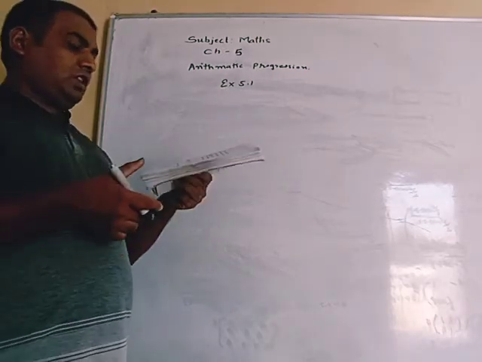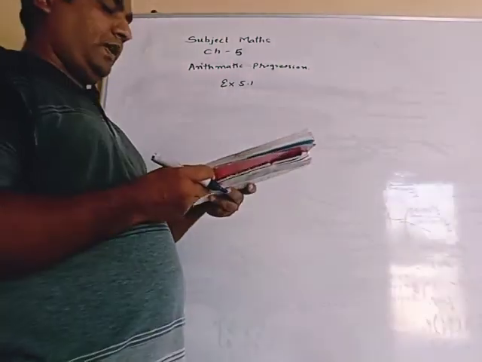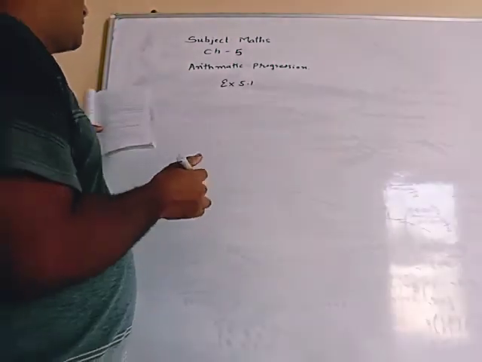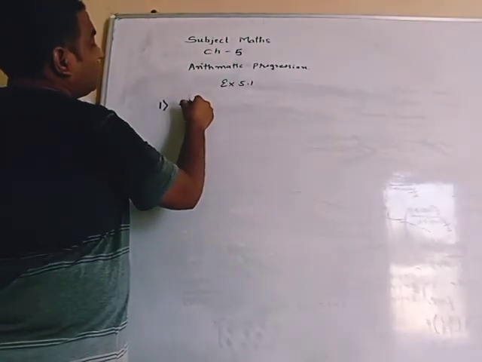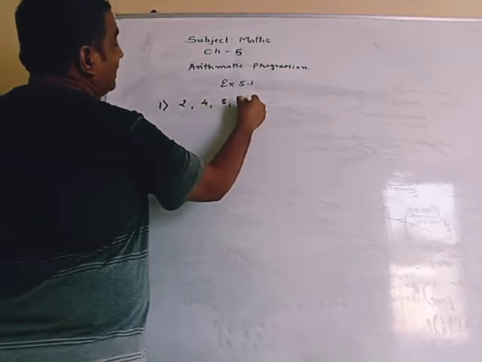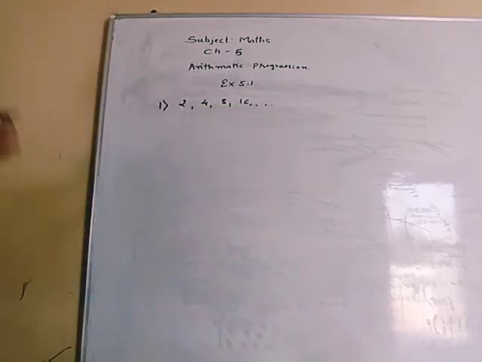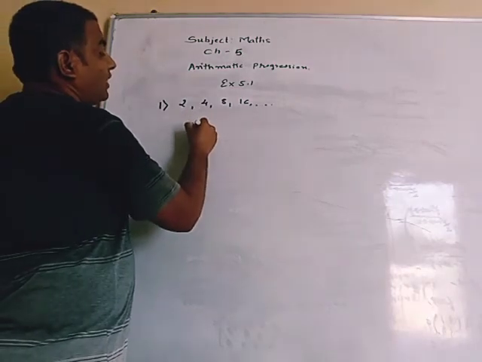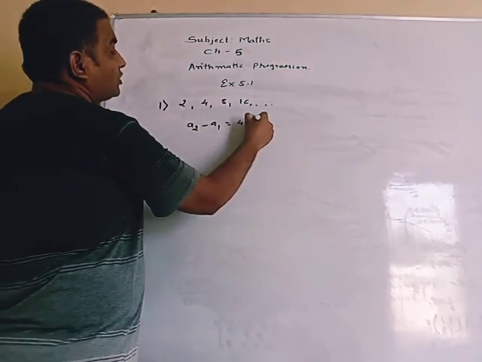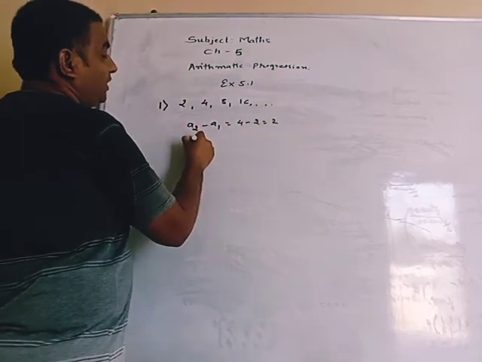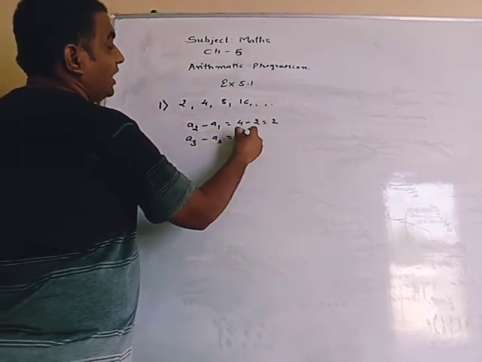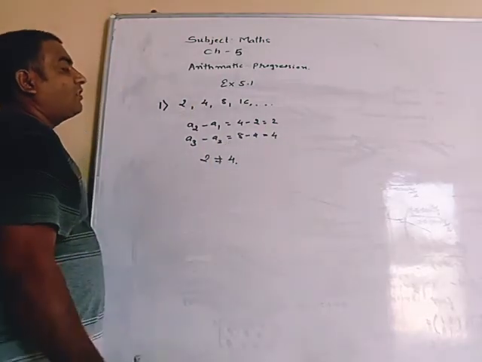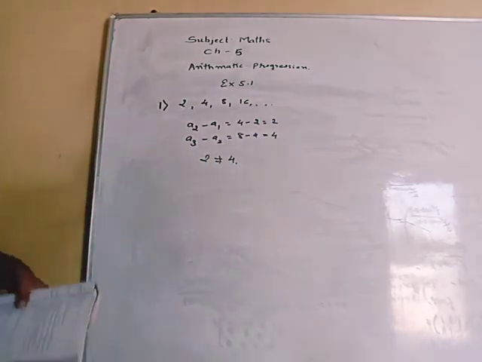Now we have question 4. Which of the following are AP? If they form an AP, write the common difference and the next 3 terms. So the first question is 2, 4, 8, 16. To check whether it is an AP or not, we have to check the difference. Here A2 minus A1, that is 4 minus 2, is 2, and A3 minus A2, that is 8 minus 4, is 4. So 2 is not equal to 4, the difference is not equal, and so it is not an AP.